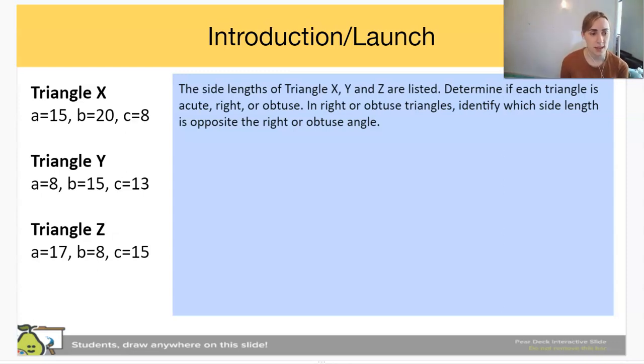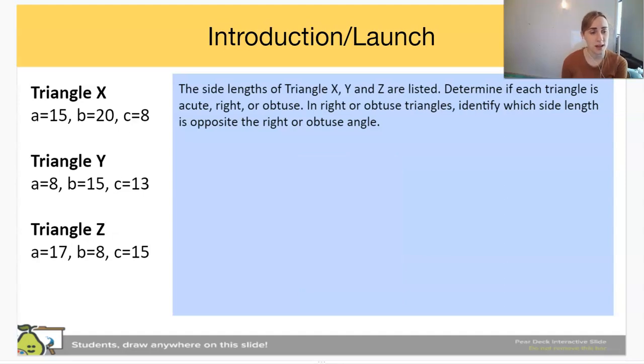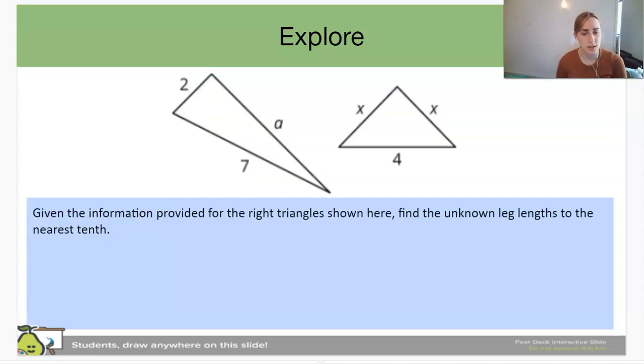So take a moment to think about whether triangle X, Y, and Z are acute, right, or obtuse. And when you're ready, explain your thinking in the blue box. Once you've had enough time to express your answer to the intro/launch, hold in your mind what did you notice about the side lengths of each different type of triangle. And we'll move together onto slide B to start our explore section.